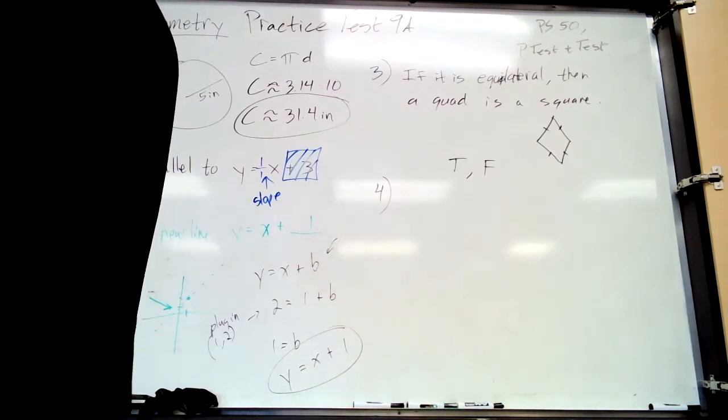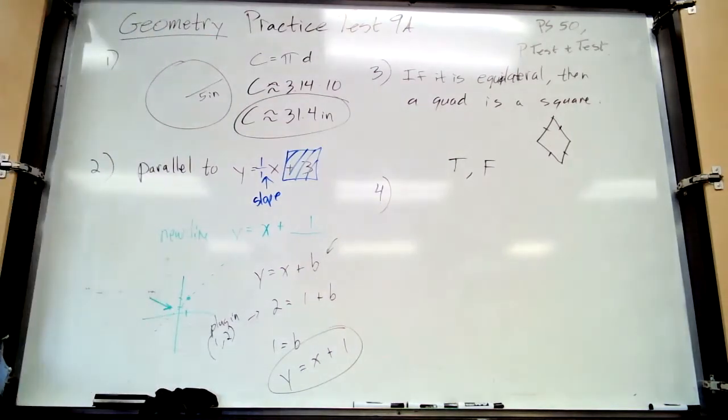Okay, find the perimeter of this composite figure. So you don't care about any lines drawn inside the figure.